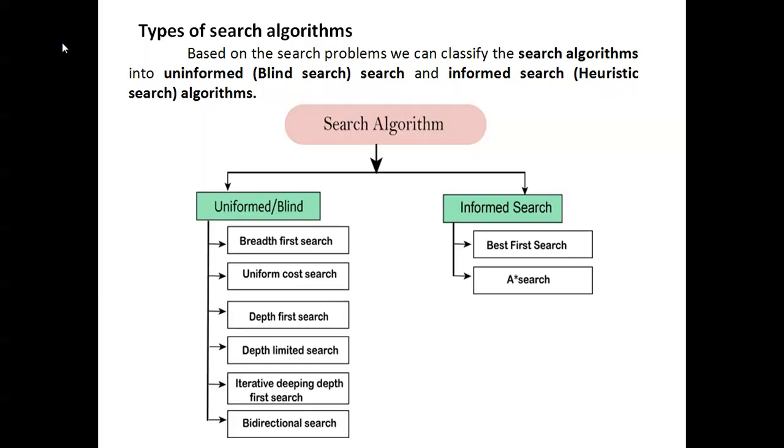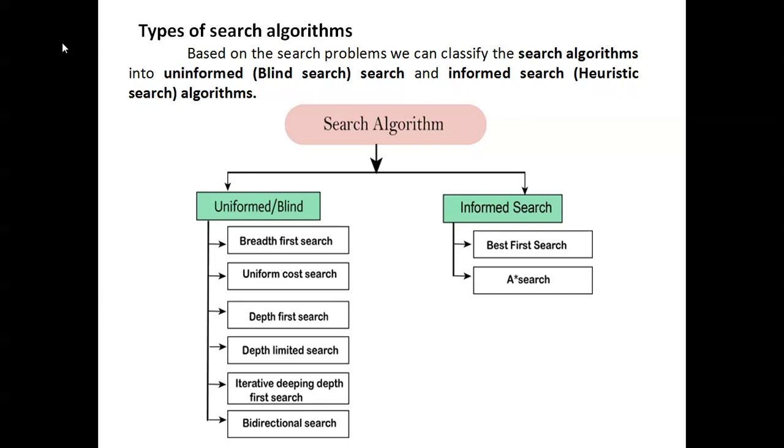Types of searching algorithm. There are two types: one is uninformed or blind search, and the other is informed search. Uninformed or blind search means the artificial intelligence searches for information or reaches the goal state without knowing the location or domain. It doesn't have any information, it just searches. It is uninformed or blind search.